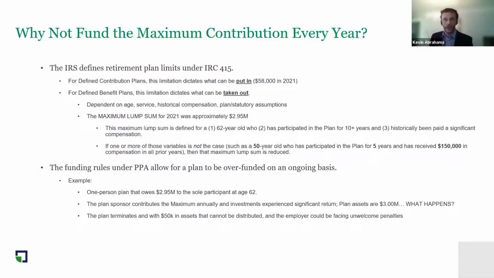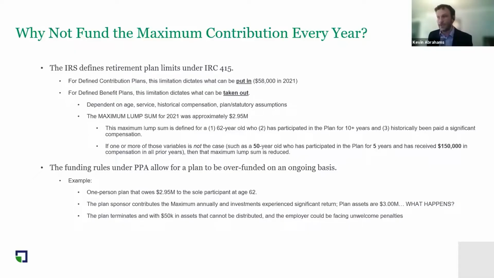And there's a lot of different boxes to check. They have to be a certain age. They have to have participated in the plan for a certain number of years. They have to have historical compensation, which many of our principal owners in these plans can check off. Just to point out, if someone is not 62 years old or younger, or they have 5 years in the plan rather than 10, or they don't have the historically significant compensation, in the 200, 300,000, then that 2.95 will be reduced. For purposes of this example, I'll talk about a one-person plan in which the owner checks all those boxes.